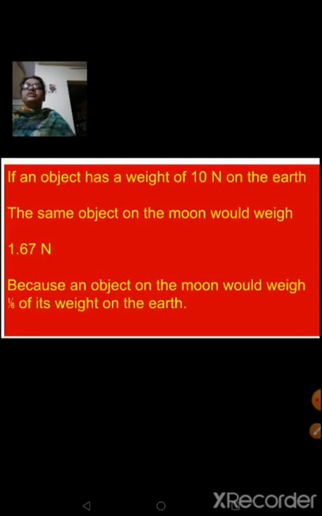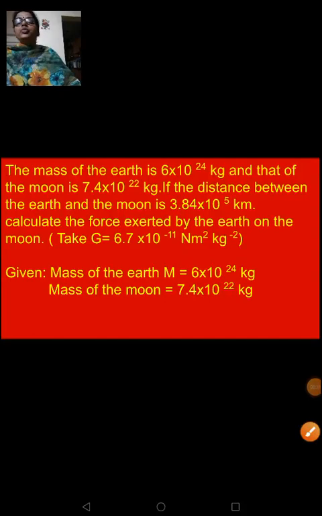Next, if an object weighs 10 Newton, I've given it as weight, and this Newton itself represents that it's a force. So weight is a force. Okay, so if an object has a weight of 10 Newton on the earth, the same object would weigh 1.67 Newton when it is placed on the moon. Why? Because an object on the moon would weigh 1/6 of its weight on the earth. That's the reason. Clear? Now let's move to the numerical part.